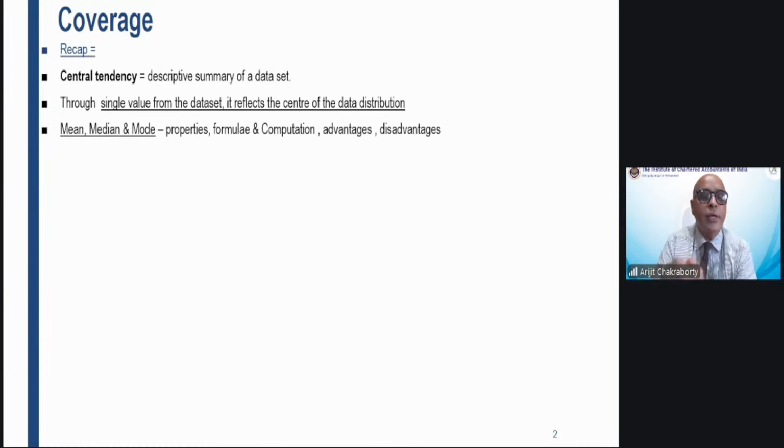Now we move to the next point. The measures of central tendency, as we had covered, primarily are mean, median, and mode. And when we talk about mean, we are referring to arithmetic mean. In the last session, we had discussed the properties of mean, median, and mode, the formula, and the process of computation, both for simple distribution as well as for grouped frequency distribution. Plus, we had discussed the advantages and the disadvantages of these three measures of central tendency.